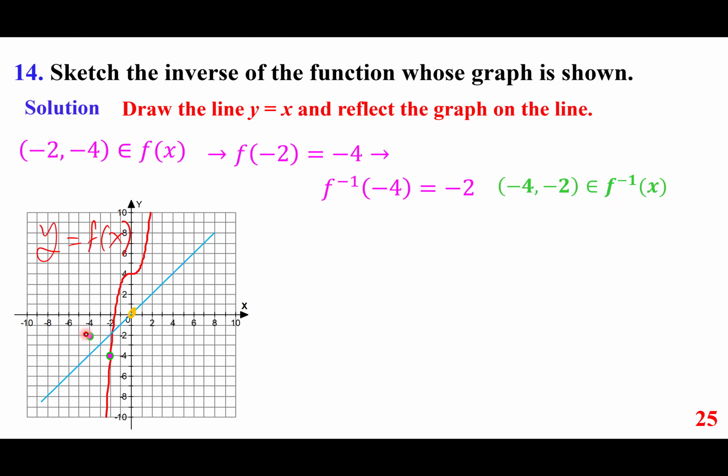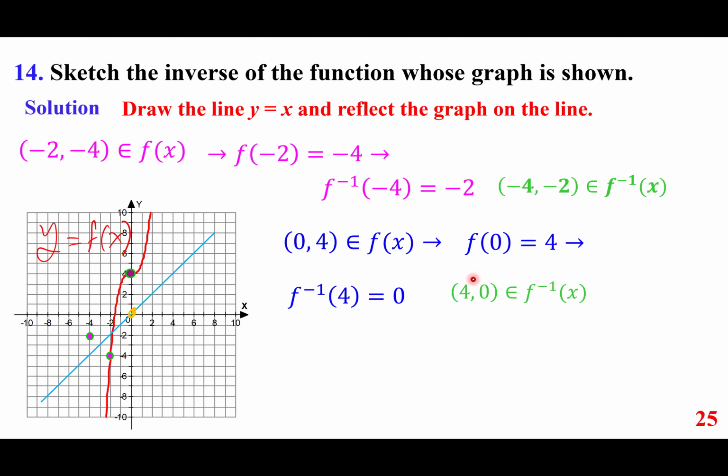Let's look at another easy point. For example, we can easily read this. It's located on the y-axis, 4 units up. 0 comma 4 belongs to f of x, which means f of 0 must be 4. And therefore, f inverse of 4 must be 0. Or just if 0, 4 is on the graph of f of x, then 4, 0 must belong to its inverse. Okay? So we are going to locate that. In other words, 0, 4 becomes the y-intercept, 4, 0 becomes the x-intercept for the inverse.